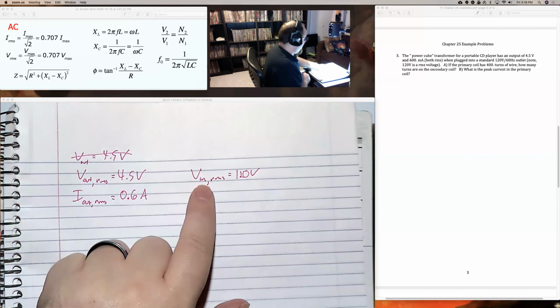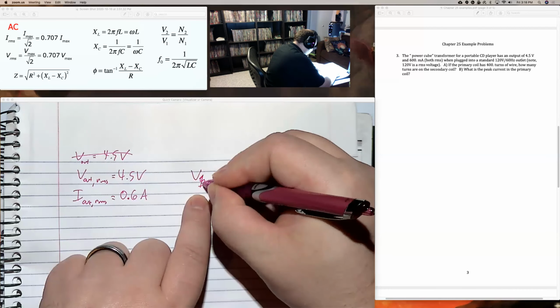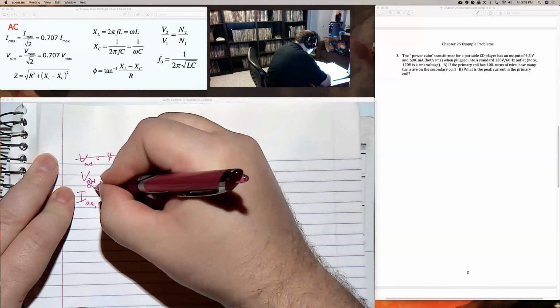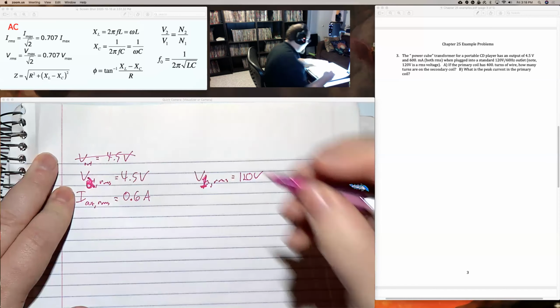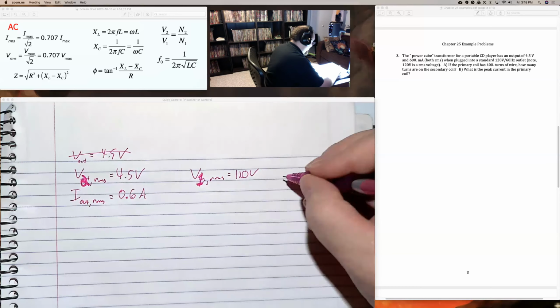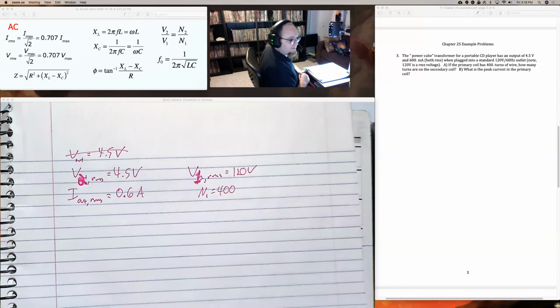This is what's going in. Whatever's going in, that's the primary. So really, I should say this is V1. And this is V2. That's what that means. And it says the primary coil, so N1, has 400 turns. How many turns are in the secondary?